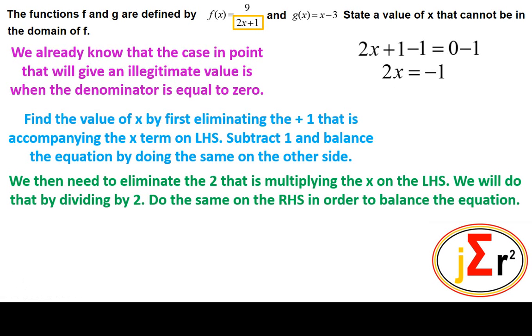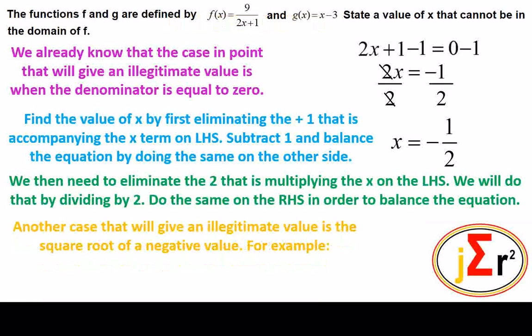An equation is a balance. Whatever is on one side is equal to whatever is on the other side. Therefore, if we want to keep both sides equal, what we do to one side, we will have to do to the other side. 2 is eliminated from the left hand side, and x is equal to -1/2.